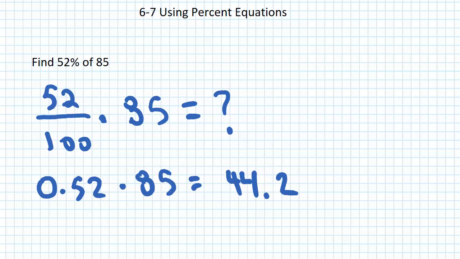Let's talk very briefly about whether or not that's reasonable. Is it reasonable? Well, what's 52%? Well, 52% is about 50%. What's 50%? 50% is about half. What is about half of 85? Well, what's that, 42.5? But it's a little more than half. So 52% of 85 should be a little more than half of 85. And we've got 44.2. Okay, let's try another example.